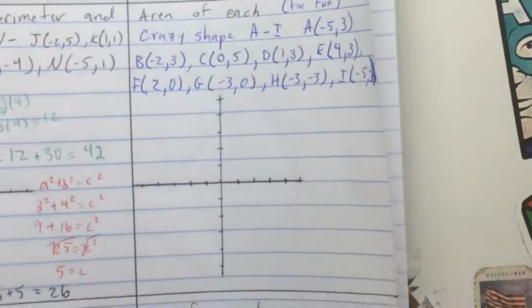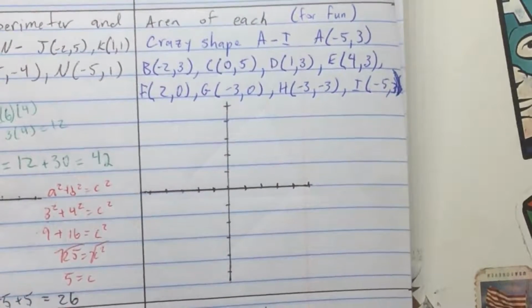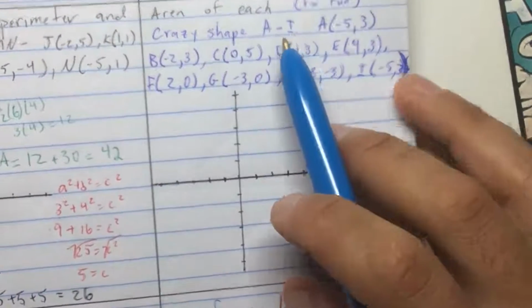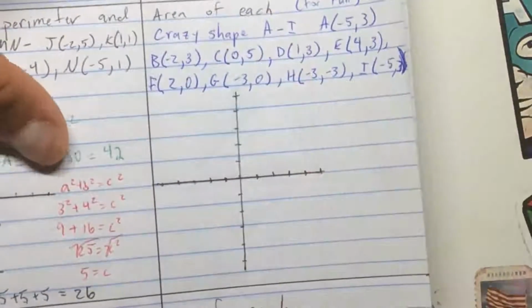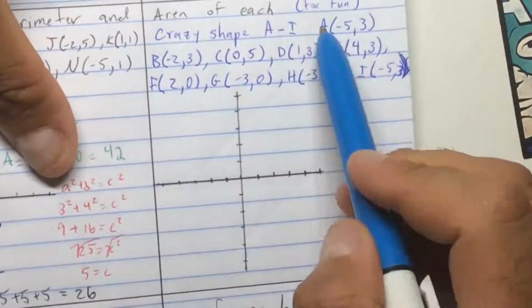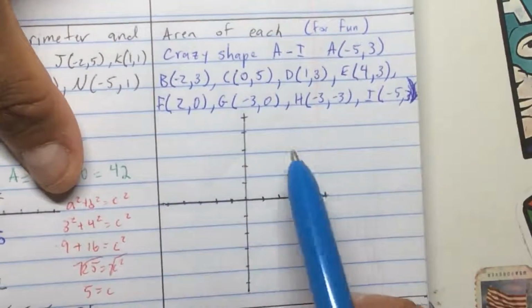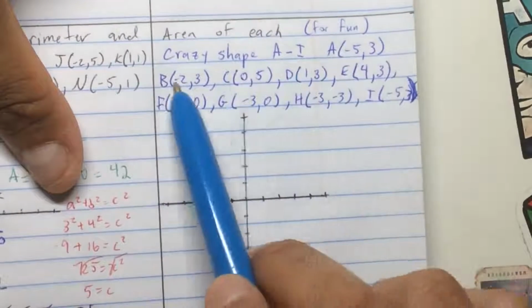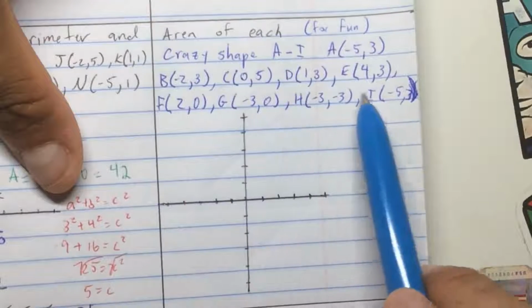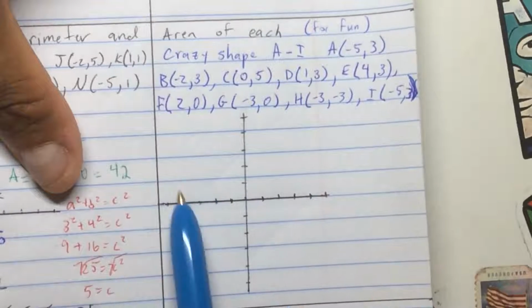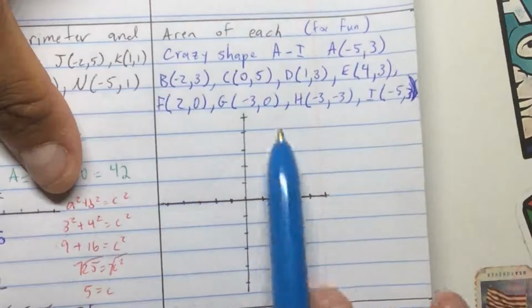For this next one here, we had a crazy shape. I called it crazy shape because I actually didn't know what it was. But this one's mostly for fun. I wanted you guys to do this one for practice. So you have A through I, so it's A, B, C, D, E, F, G, H, I. And I want you guys to graph it out and kind of do it for fun.